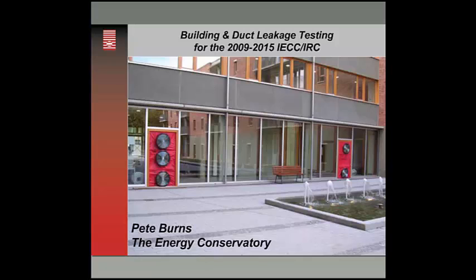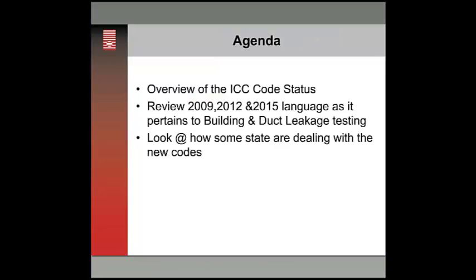So let's jump into it. Today I'll give an overview of I-Codes and I-Code status. We'll look at the different versions of the I-Codes, 2009, the 12, and the 15 that tend to be in play around the country. And we'll focus in on the building air leakage and duct leakage testing provisions. And throughout the presentation, we'll talk about how some of the individual states are dealing with some of these new code provisions.